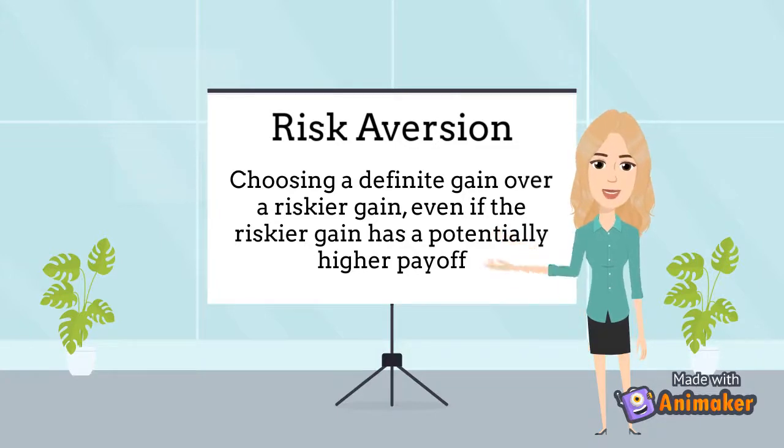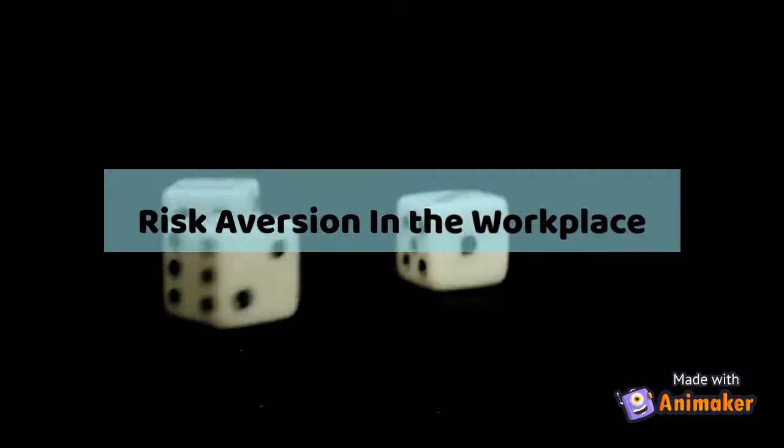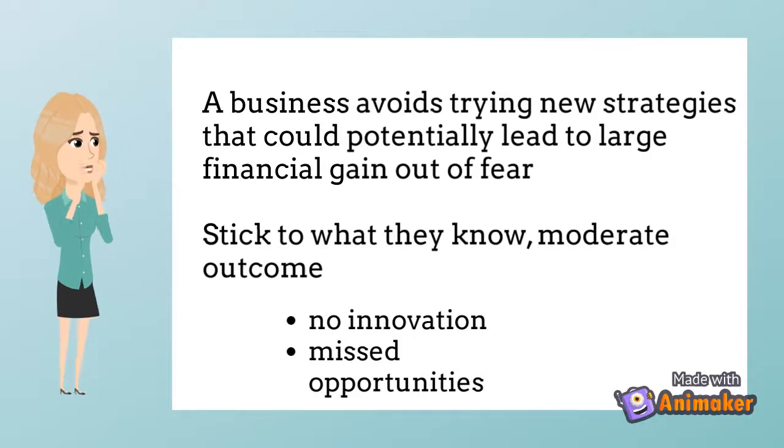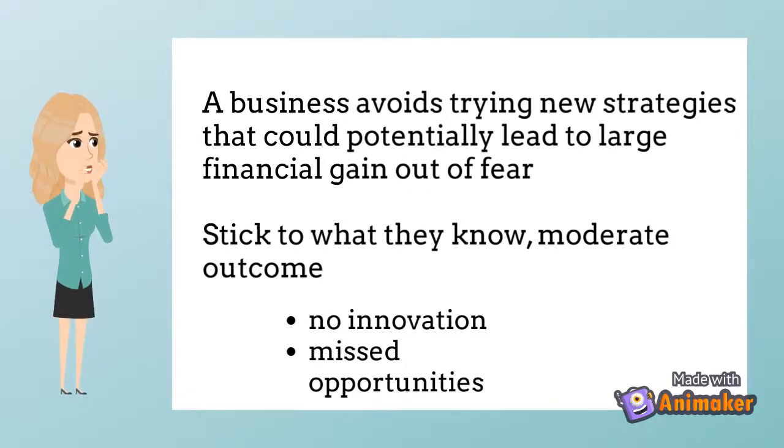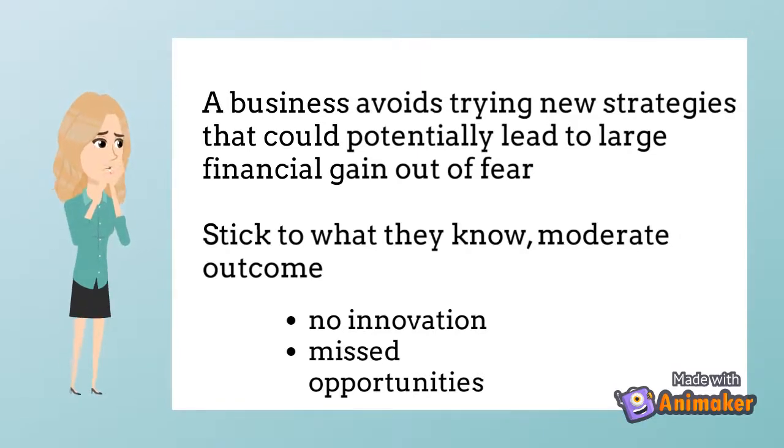Now let's look at risk aversion, which is choosing a definite gain over a riskier gain even if the riskier gain has a potentially higher payoff. For example, a business might avoid trying new strategies that could lead to large financial gain. They'll stick to what they know for a moderate outcome, which prevents innovation and leads to missed opportunities.